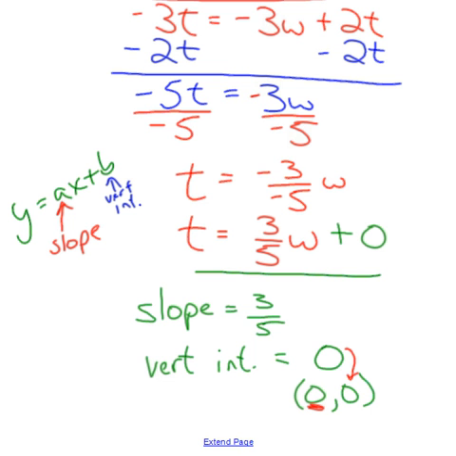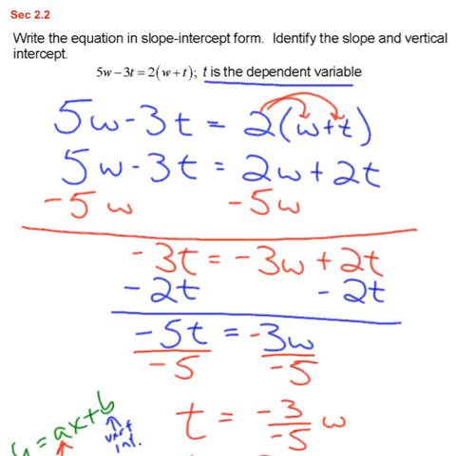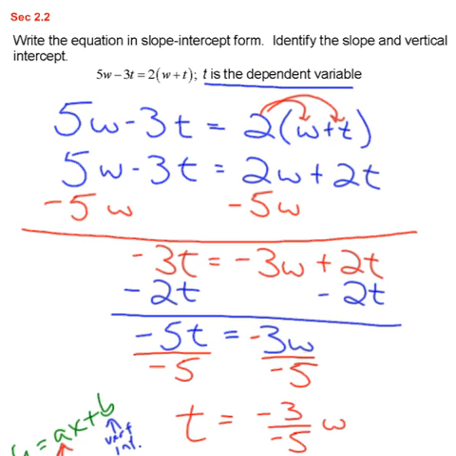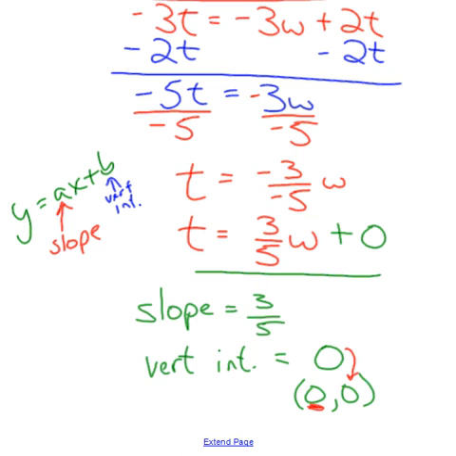If we go back up to our original problem, it says write in slope-intercept form, identify the slope and vertical intercept. So we had to look at t as the dependent variable. We solved for t. Down here was our equation, and we can read right off of that. The thing sitting in front of the independent variable is the slope. The thing being added to that is the vertical intercept.